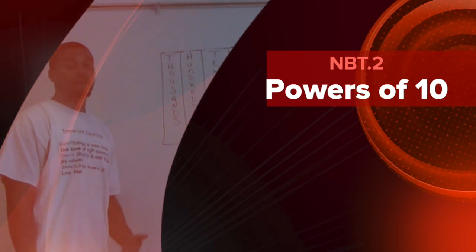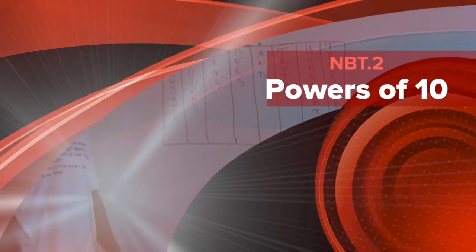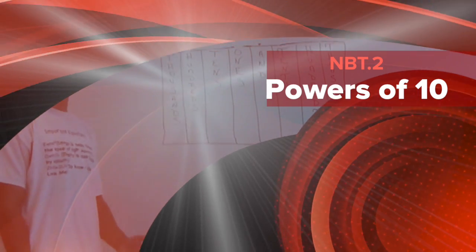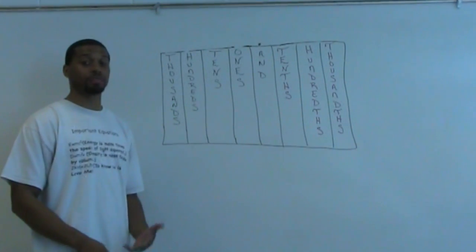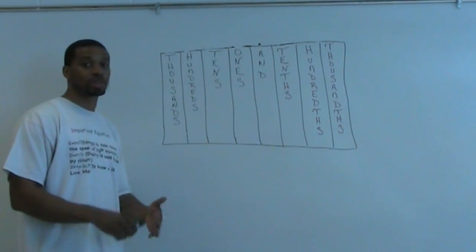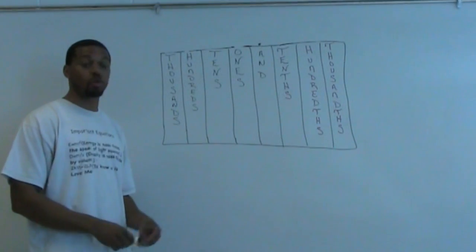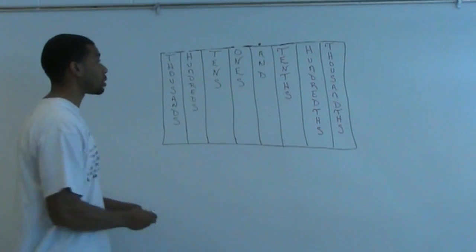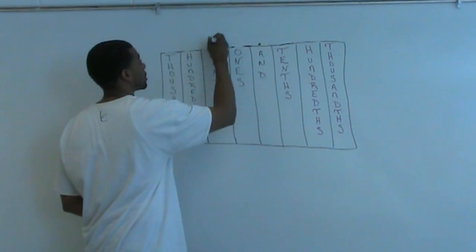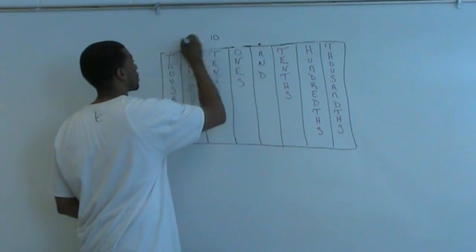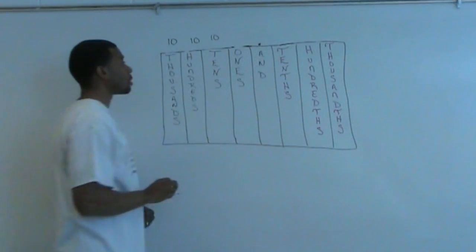Okay, now we're going to define base and exponent. We're going to use base and exponent, still using our powers of 10. A base is the number that is used as a repeated factor. And as we know, factors are the numbers that we use in multiplication. So, since we're using powers of 10, I'm just going to put a 10 over our columns.